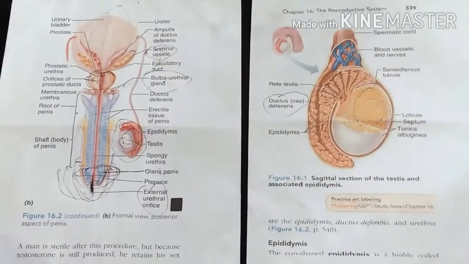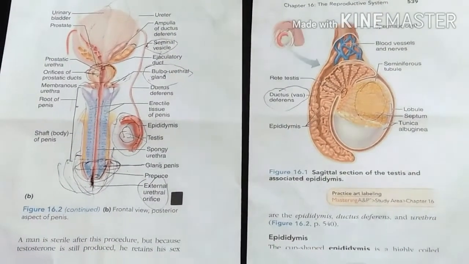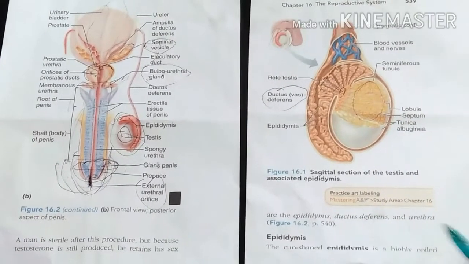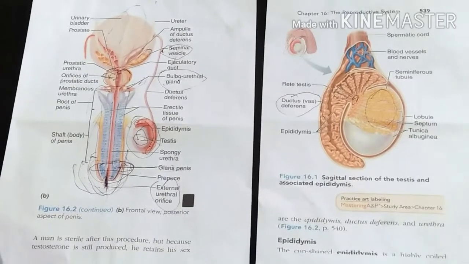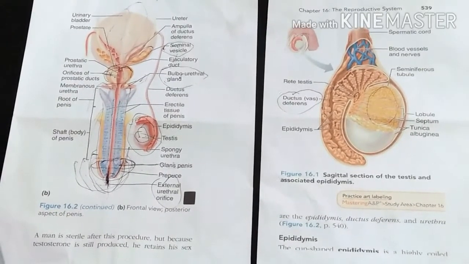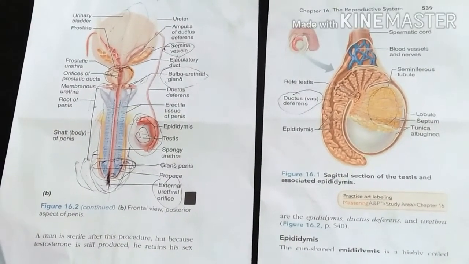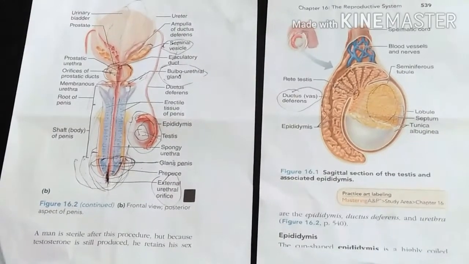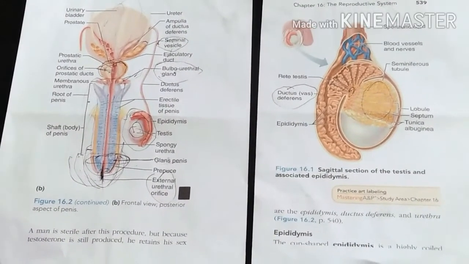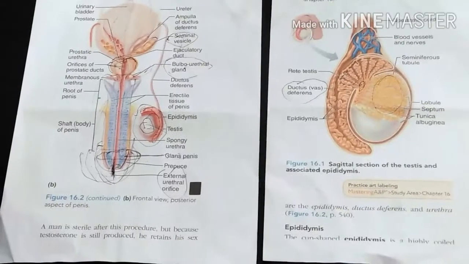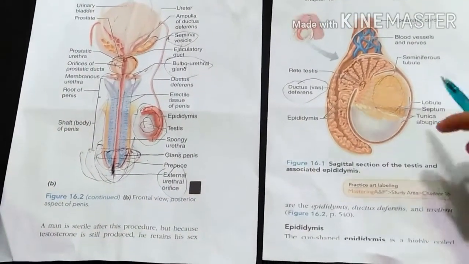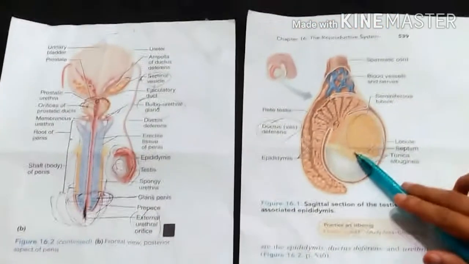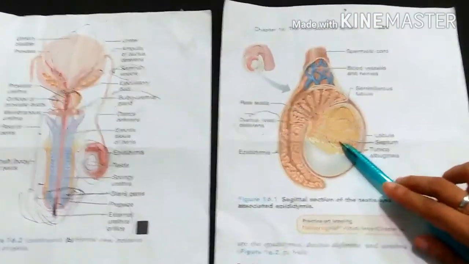So, what is the ejaculation process? The ejaculation is the ejection of semen from the penis and is usually accompanied by orgasm. The ejaculation may occur spontaneously during sleep, known as nocturnal emission or the wet dream.